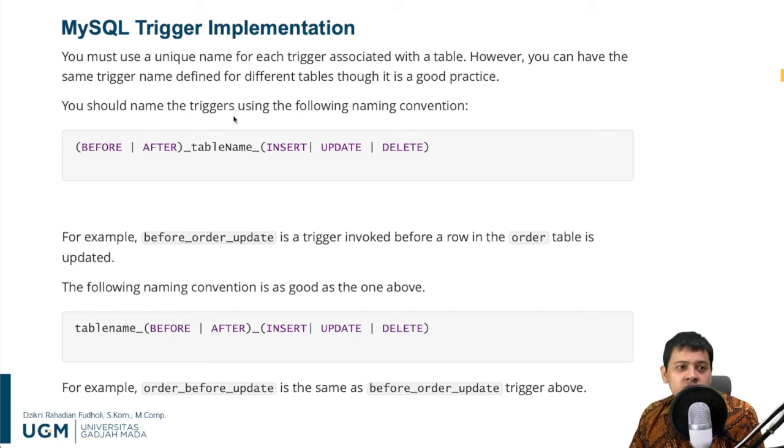You should name the triggers using the following naming convention. We have before, then the table name, and then insert, update, or delete. For example, before order update, where the table name is order and then update. It is a trigger before the order table is being updated. Another version of the naming convention is table name, before or after, insert, update, or delete. For example, order before update. This is the same as the trigger above.